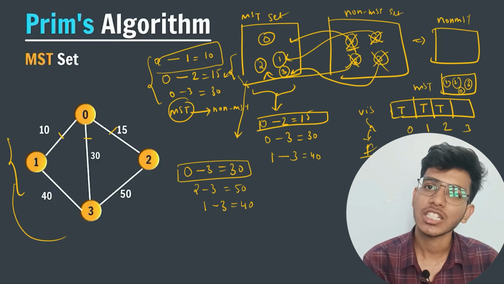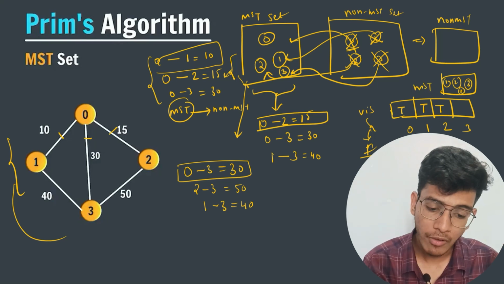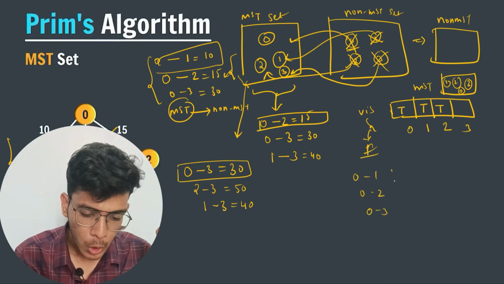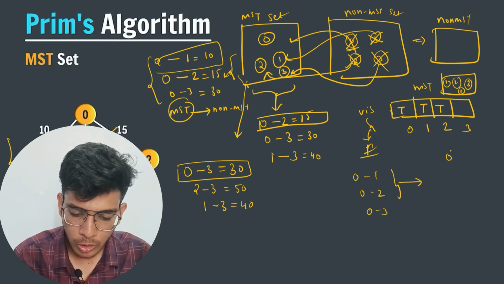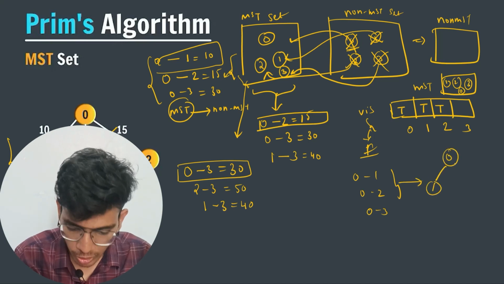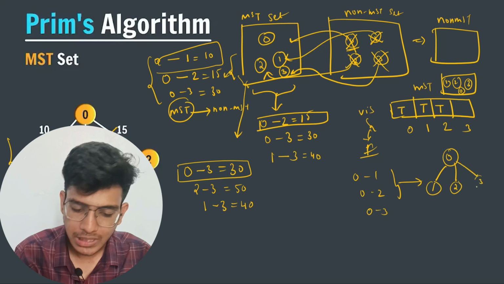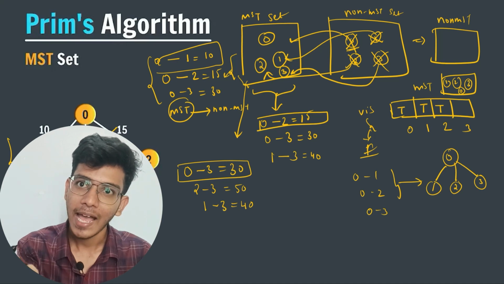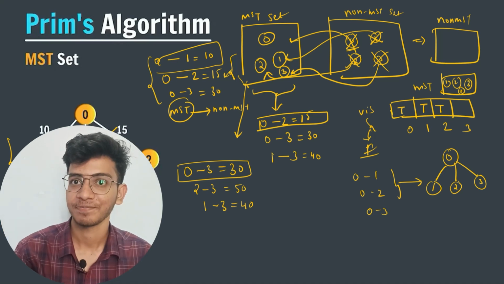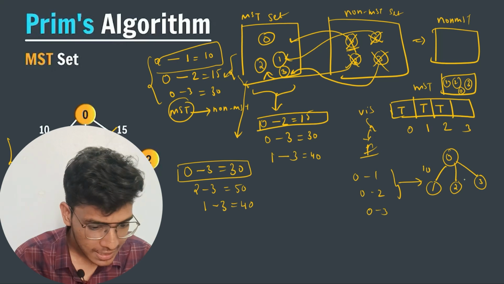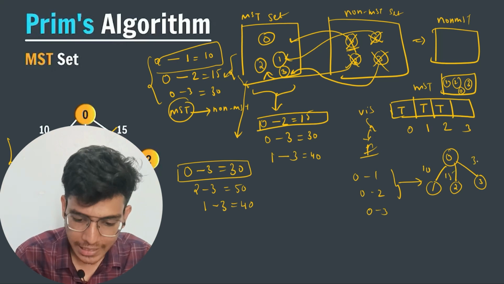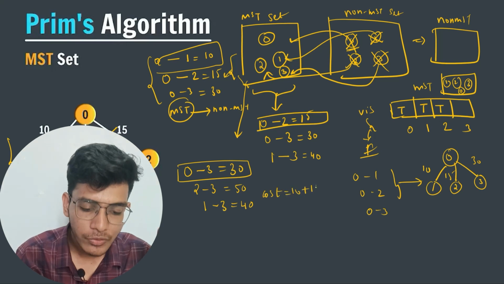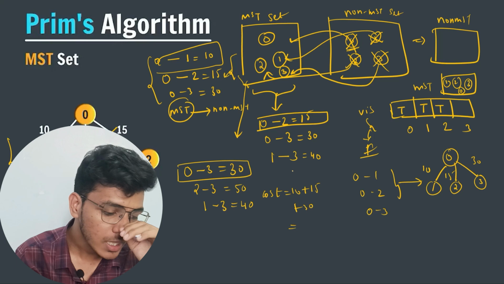Now what are the connections we have established here? The connections we have established are 0 with 1, 0 with 2 and 0 with 3. If I draw the diagram, 0 is connected with 1, 0 is connected with 2 and 0 is connected with 3, and the edge values are minimum. At each and every iteration I have only chosen the elements which are minimum. So the values are 10, 15 and 30. The total cost of this MST will become 10 plus 15 plus 30. This will give me what?